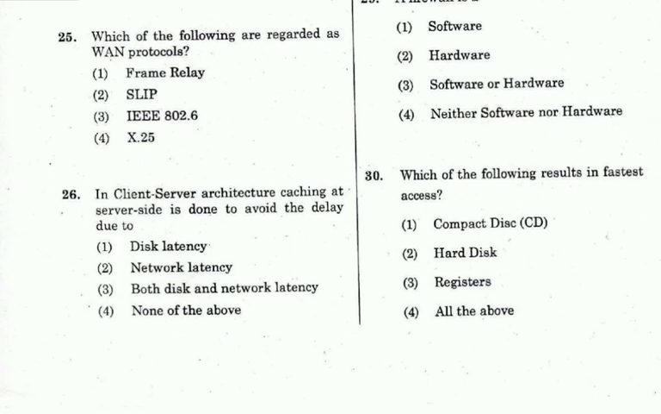In client-server architecture, caching at the server side is done to avoid the delay due to. So given some options here, the correct answer is option 3, both disk and network latency. Disk latency refers to the time taken to retrieve data from a hard disk, and network latency refers to the delays in transmitting data over the network.